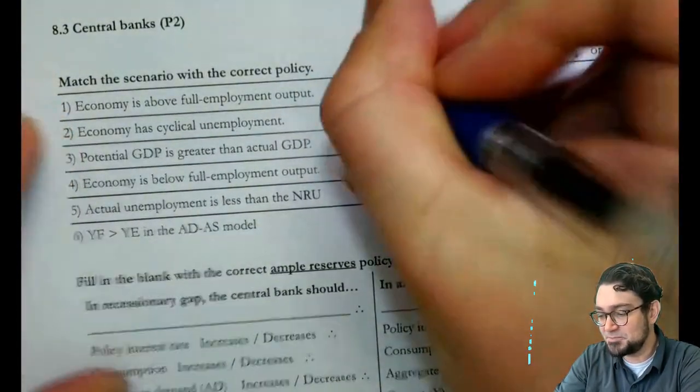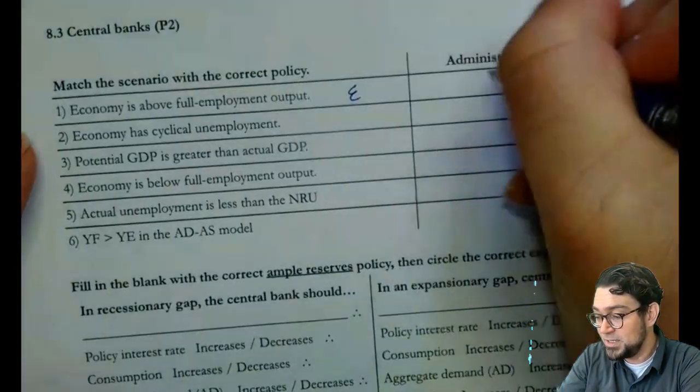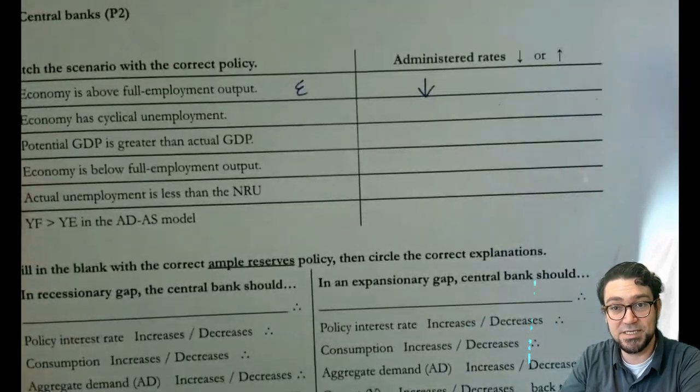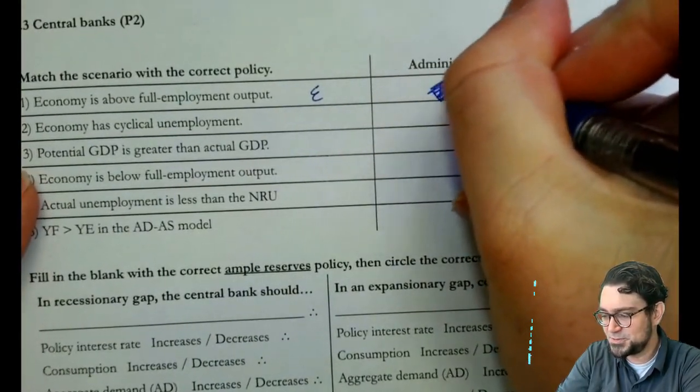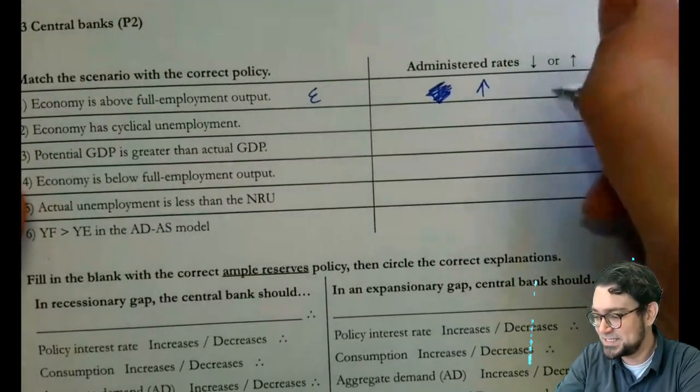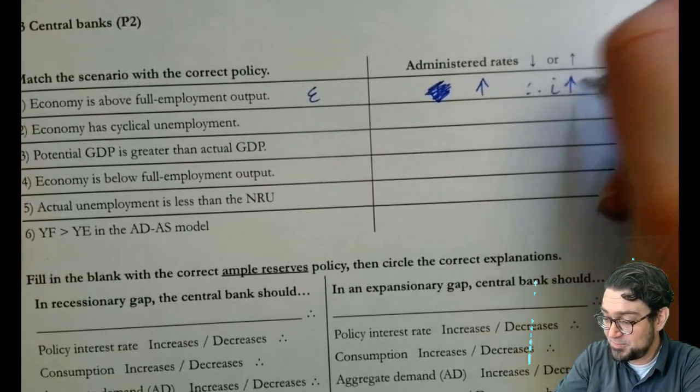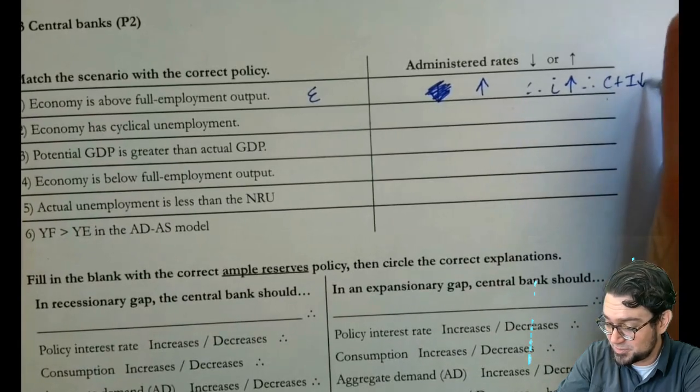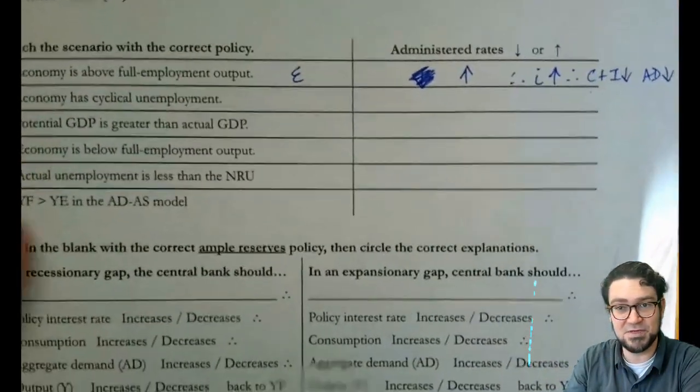So if the economy is above full employment output, we're in an expansion. We would want to lower administered interest rates. That's totally screwed it up. The very first thing I said was wrong. We would want to raise administered interest rates. Therefore, the interest rate would go up. Therefore, consumption and investment would go down. Aggregate demand would go down, and we fix the problem.